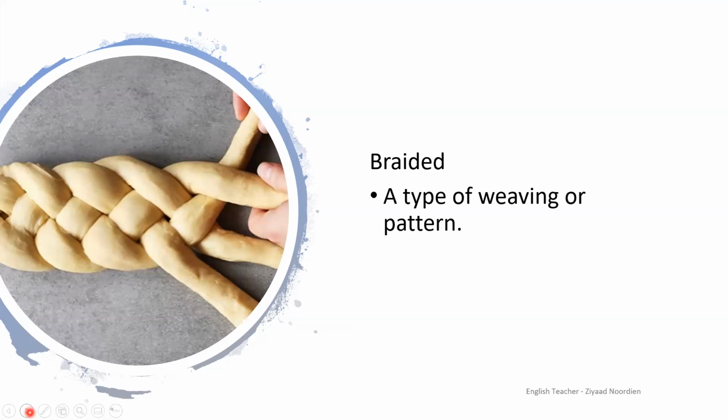So on the left hand side, I've got a little picture which shows braiding of pastry or dough to make a braided bread loaf. So it's basically a pattern. You can see they are crossing the different pieces of dough together to form the pattern. So braided is basically just a crisscross pattern where you're moving one thing over the other.